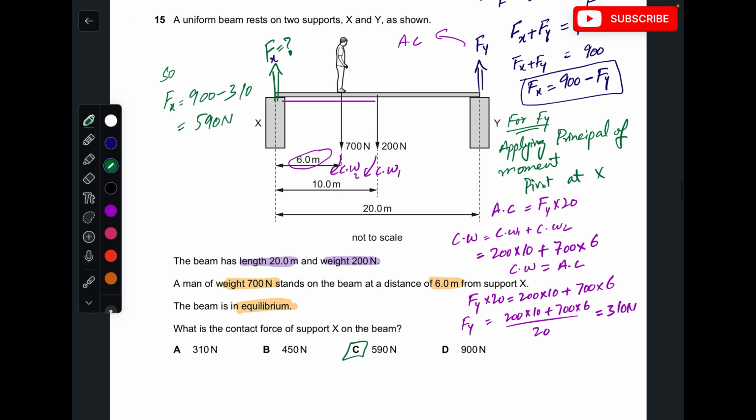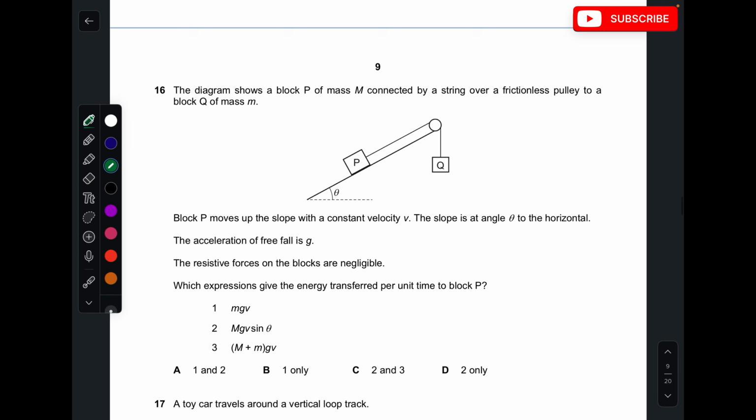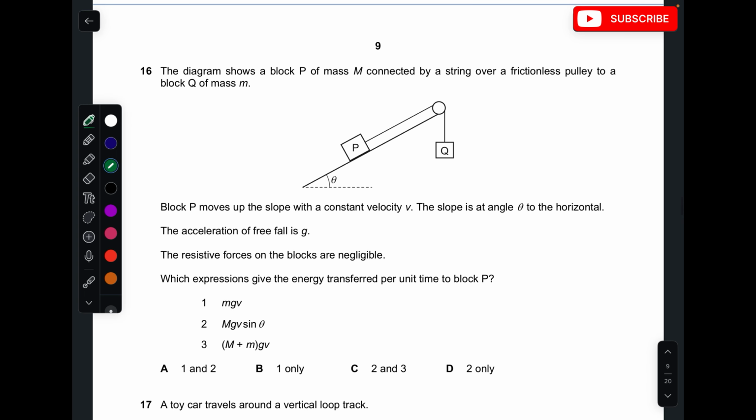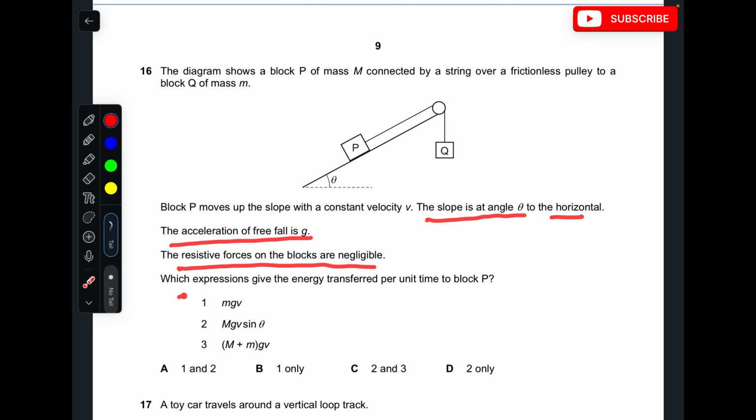Okay. Let's move forward. Question 16. The diagram shows a block P of mass m connected by a string over a frictionless pulley to a block Q of mass M. Block P moves up the slope with a constant velocity. Okay, P is moving up with a constant velocity, so Q will move down with a constant velocity. The slope is at angle theta to the horizontal. The acceleration of free fall is g. The resistive forces on the blocks are negligible. Which expression gives the energy transfer per unit time?